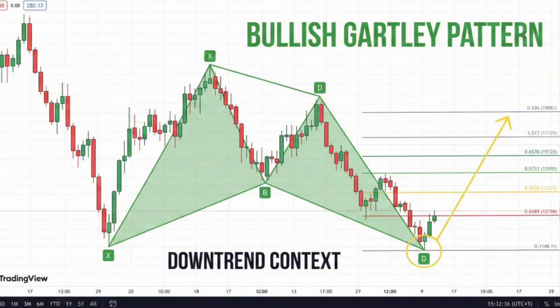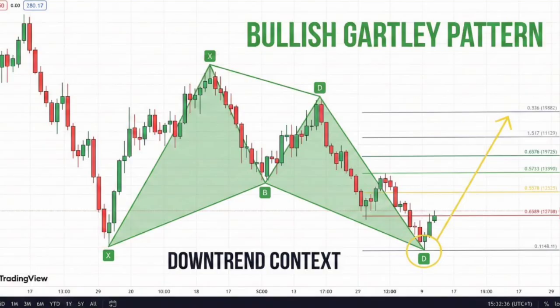Point D must be an extension of the XA leg, specifically at the 127.2% or 161.8% extension, and, simultaneously, a retracement of the BC leg, ideally at the 78.6% level. See this zone where these 2 Fibonacci clusters overlap? That is the potential reversal zone, PRZ. This confluence is what gives the Gartley its power. It's not a single price, it's a zone of support or resistance created by multiple harmonic measurements.